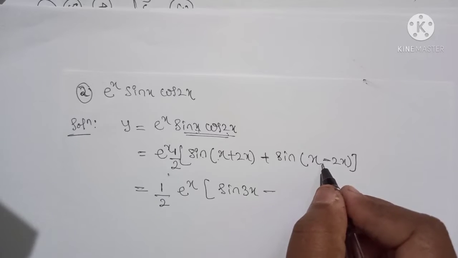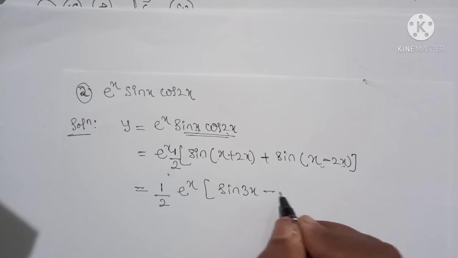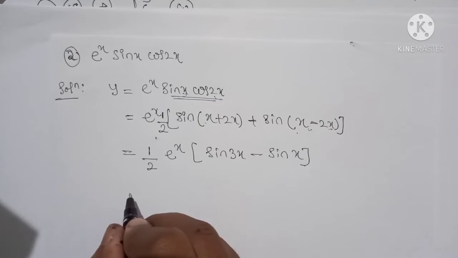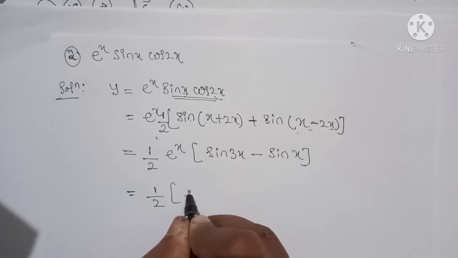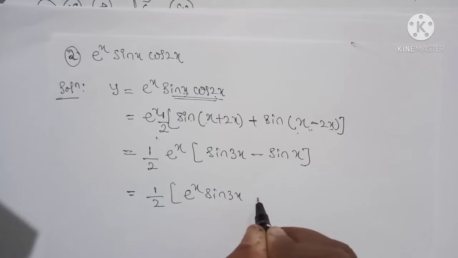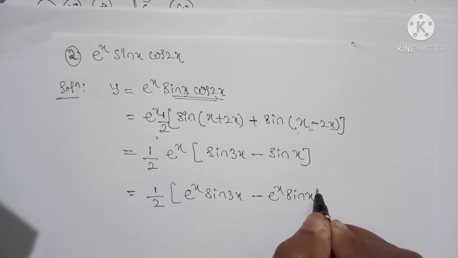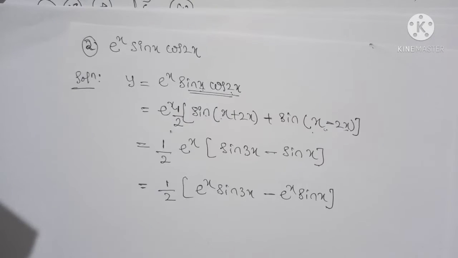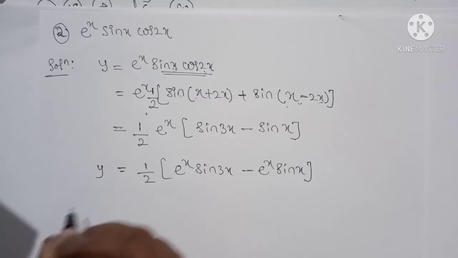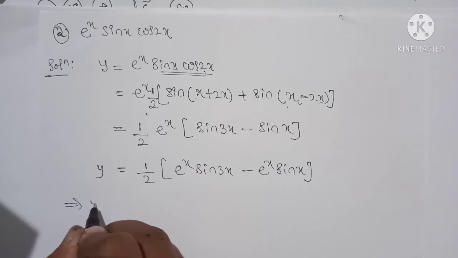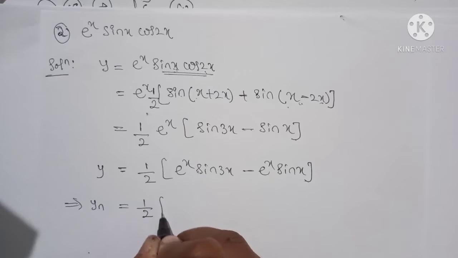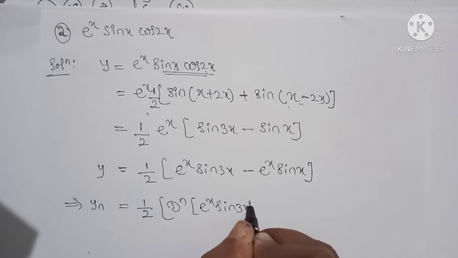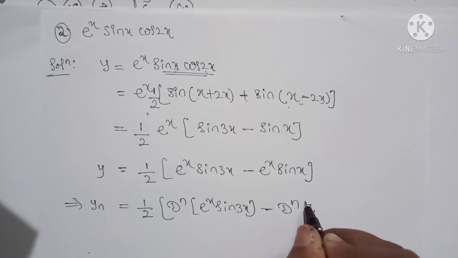Here sin of minus theta equals minus sin x. So it can be written as 1 by 2 times e raised to x sin 3x minus e raised to x sin x. Now we apply the formula for e raised to ax sin of bx plus c. That is, 1 by 2 times the nth derivative of e raised to x sin 3x minus the nth derivative of e raised to x sin x.